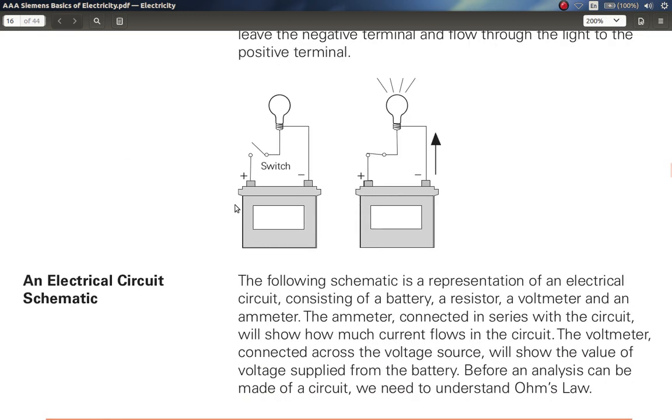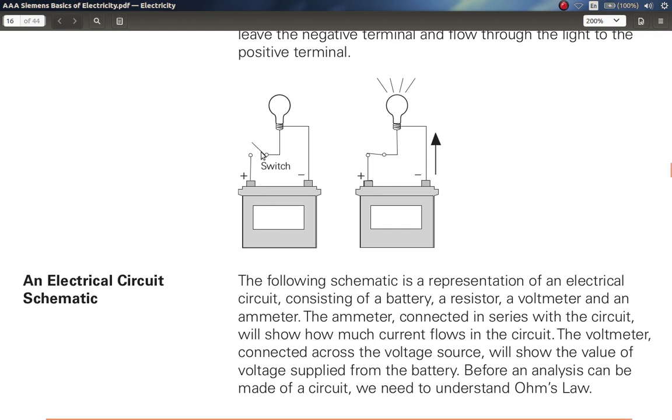We see here we have the battery, the bulb, the switch, and the wire. So you have four main parts of a circuit. You have the source, in this case the battery. You have the conductor, in this case the wire. You have the load, in this case the bulb. And you have the control, in this case the switch.